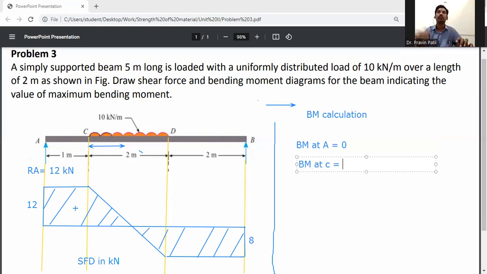BM at C. The force is perpendicular, so the force is 12. Up to C it will be 1 meter, so it will be 12 kilonewton meter. How is this force rotating about C? It will be rotating in the clockwise direction. So that's why it is plus.